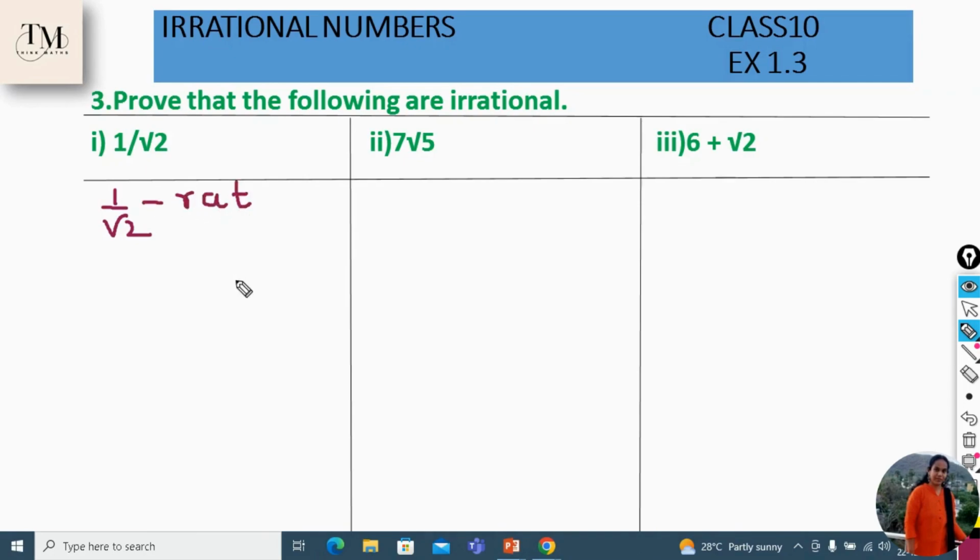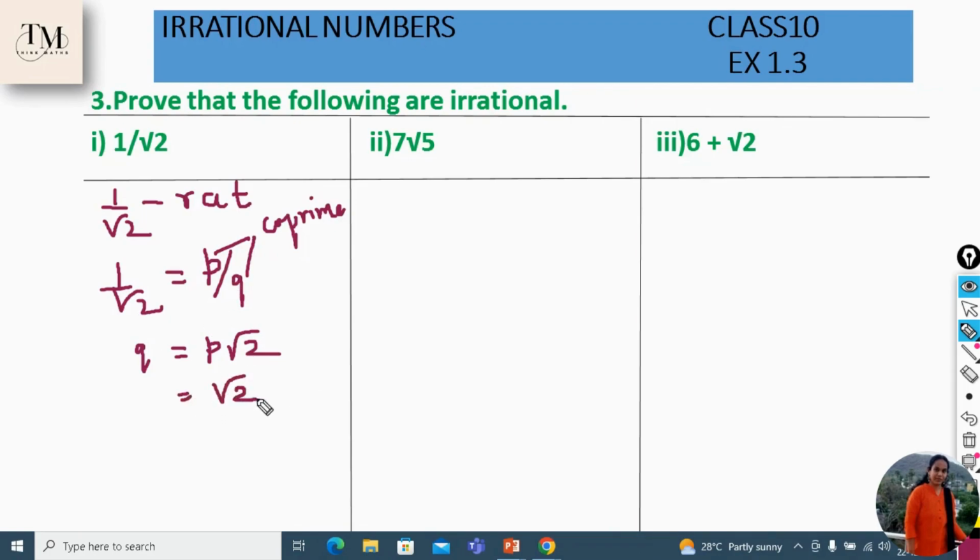So if it is rational, then it will be of the form P by Q, where P and Q are co-primes. That is, their common factor is 1. So what happens? 1 by root 2 is equal to P by Q. So I cross multiply. Okay, so Q will be equal to P root 2. So this Q comes to the numerator and this root 2 comes to the numerator. Okay, so I keep this root 2 here.